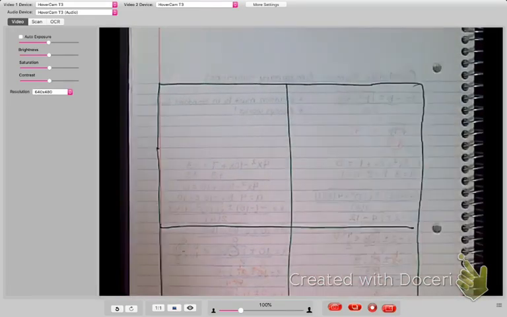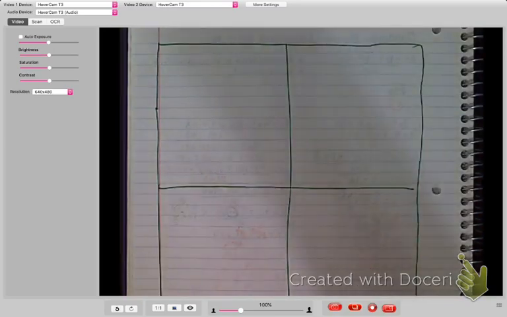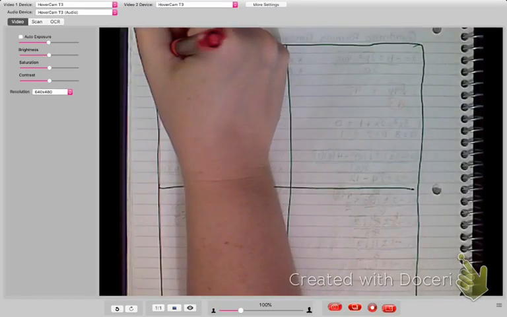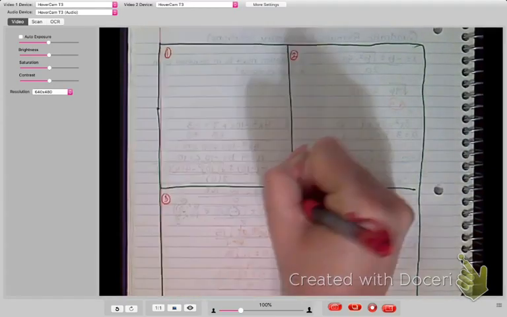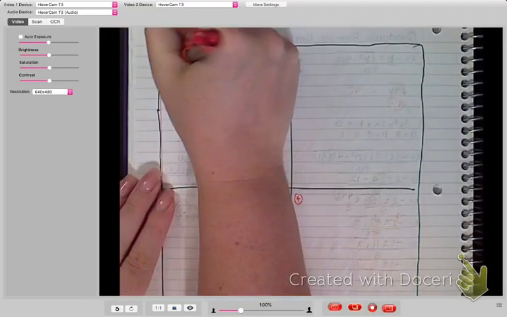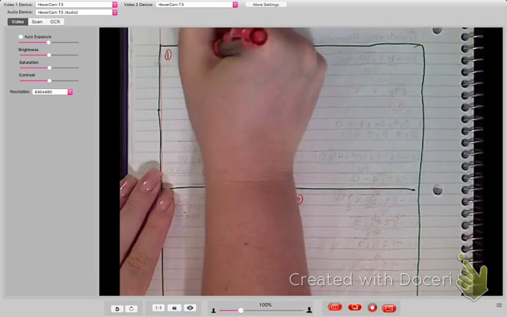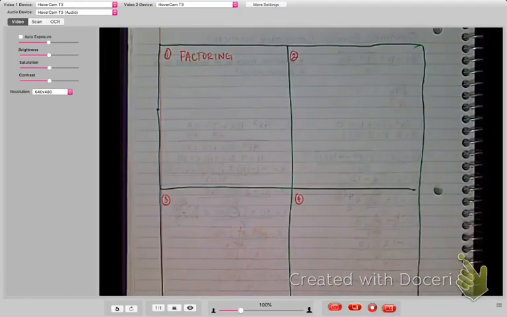For the 4 methods we've learned. Go ahead and draw a chart. It doesn't have to be perfect or huge, but we're going to go through each of the 4 methods. The first method we talked about was factoring. That was the very first method we discussed.